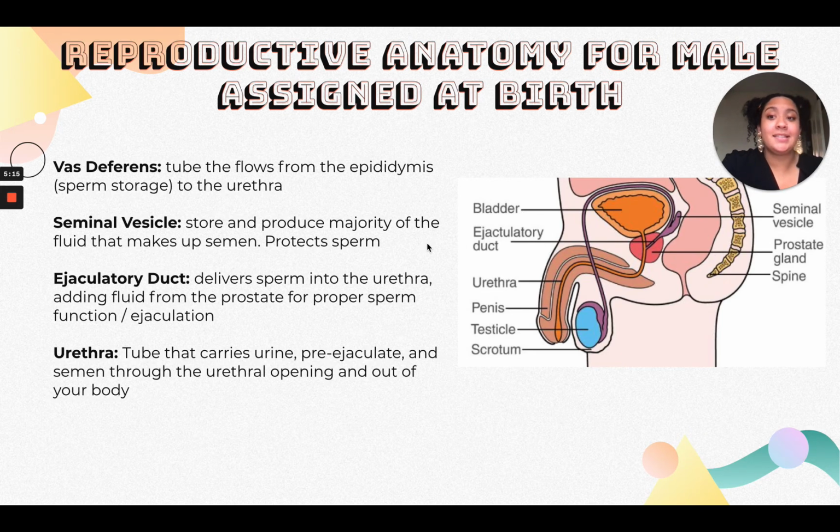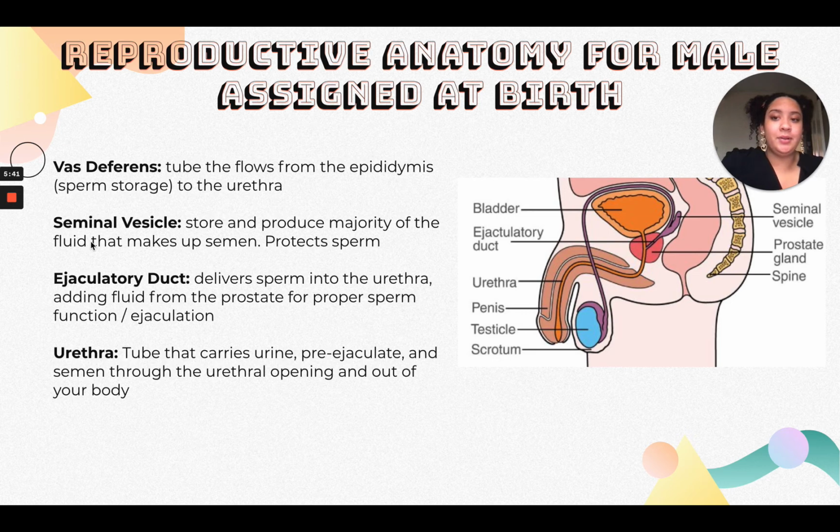Next is the vas deferens. That's the tube that flows from the epididymis, which is like a sperm storage unit. It's this long purple tube right there. There are two of them, and it flows from the epididymis to the urethra. So all the way from here to here.